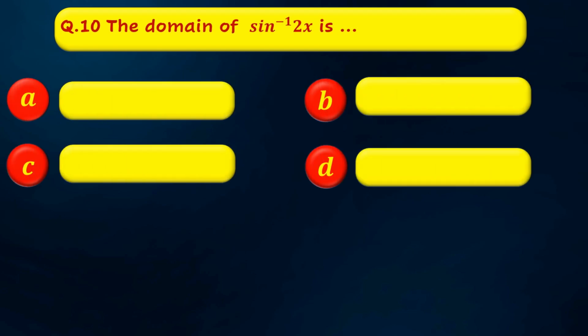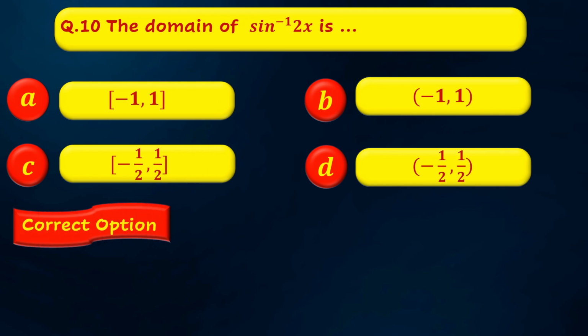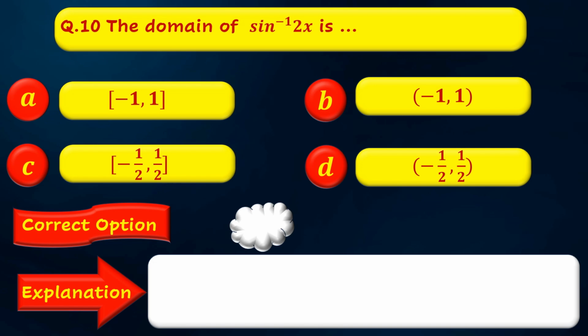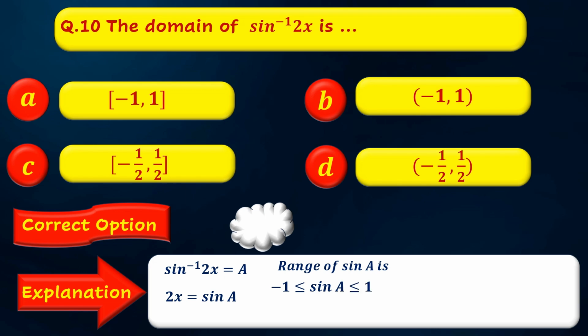Question number 10. The domain of sine inverse 2x is, and the options are. Let's find out which one is the correct option. But before that, let's explain it. We put sine inverse 2x is equal to capital A, and we get 2x is equal to sine A. As we know that the range of sine function is from minus 1 to plus 1, therefore sine A will be greater or equal to minus 1 and less or equal to 1.